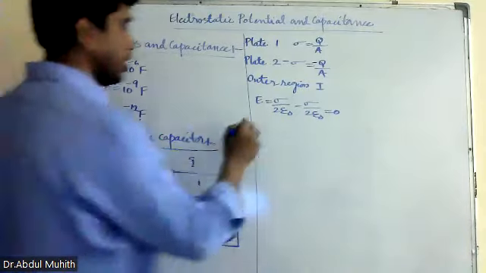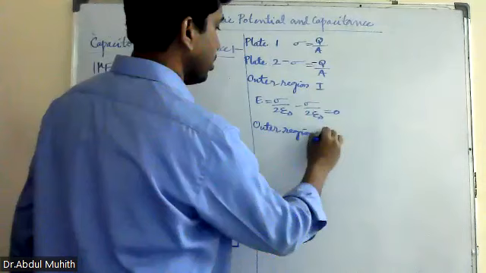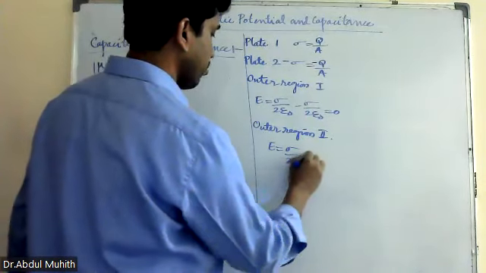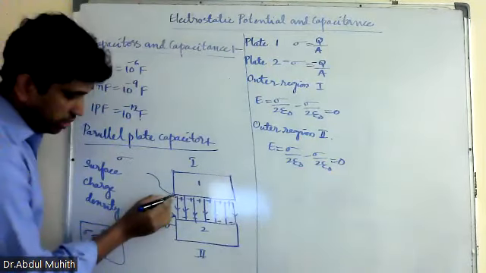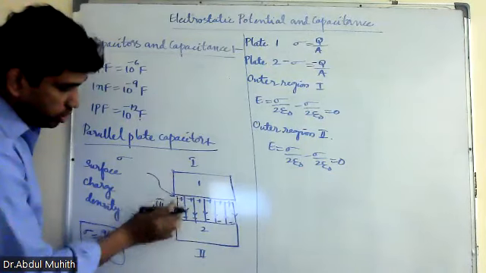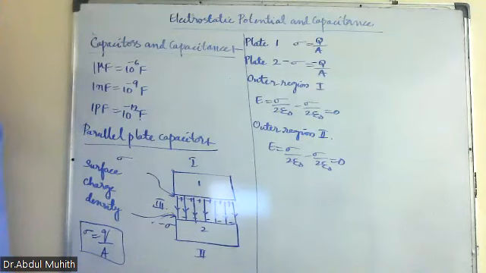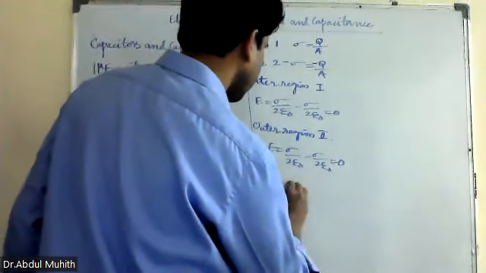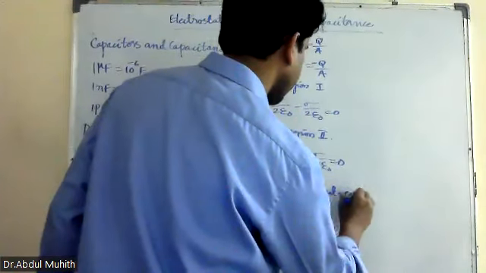The same thing happens in the outer region 2 also. In that region also the electric field will be equal to 0, because sigma by 2 epsilon 0 minus sigma by 2 epsilon 0. One is positive and the other is negative, so they will cancel out each other. Next is the inner region between plate 1 and 2.